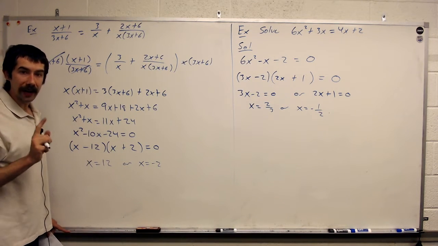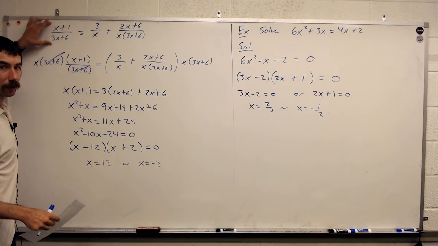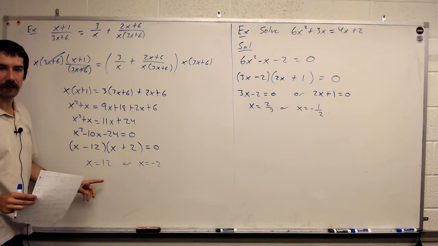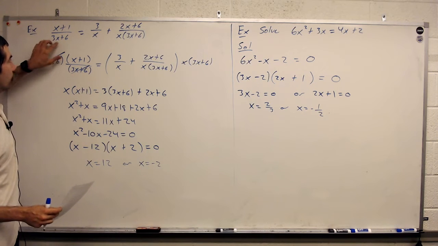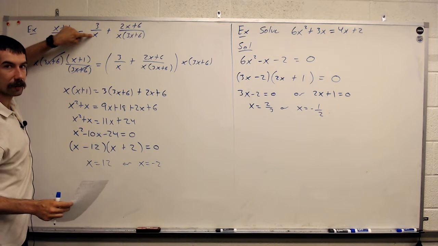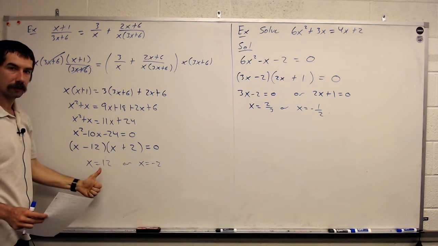But we need to check our answer because we started with a fraction. It's possible that we divided by x, that one of these solutions results in division by 0. So if we sub in x equals 12, this denominator is not going to be 0, this denominator is not going to be 0, this denominator is not going to be 0. So we're good with 12.